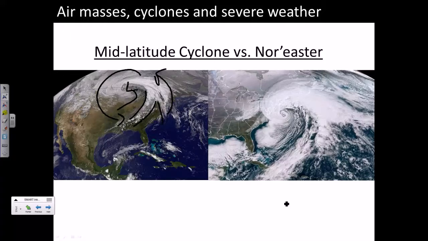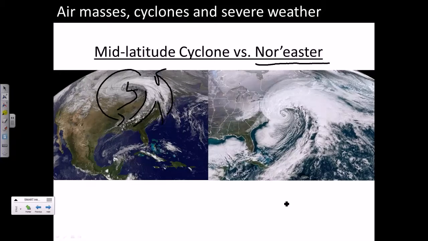Come over to the right-hand side, and we see a picture of something called a nor'easter. Now, a nor'easter is developing between your maritime polar and your maritime tropical air masses.